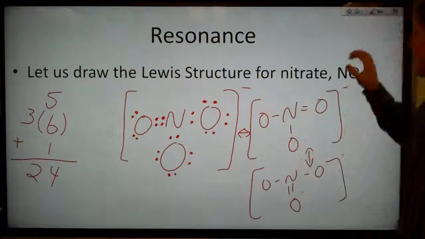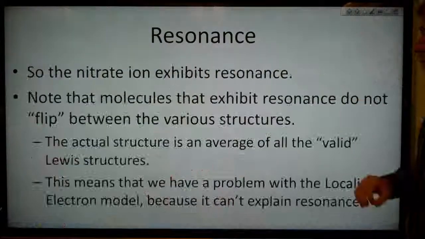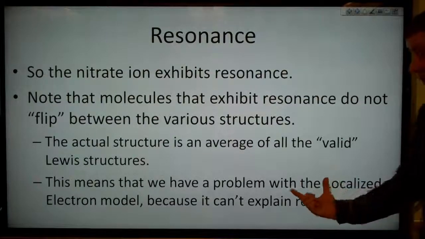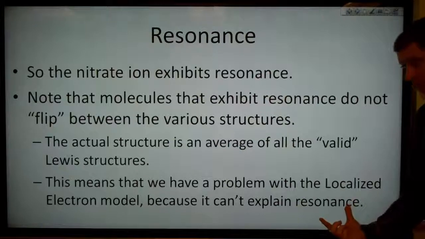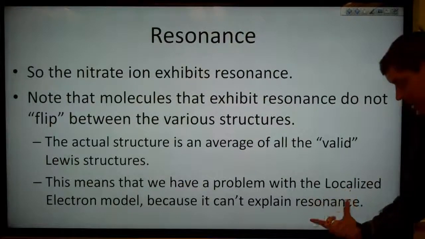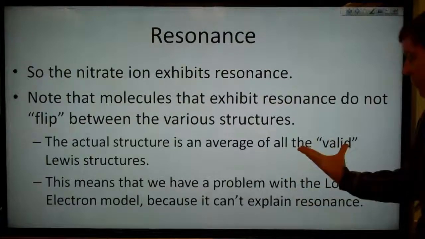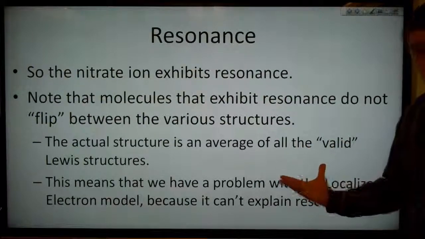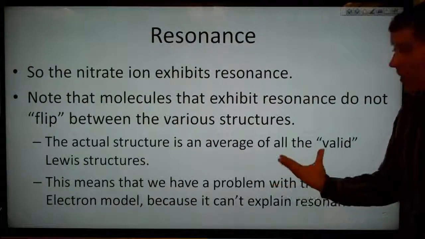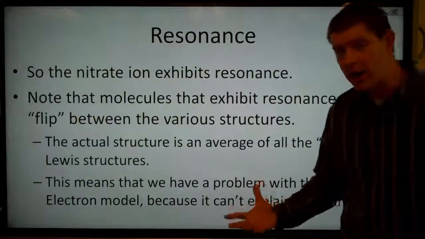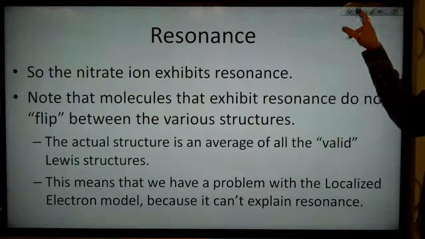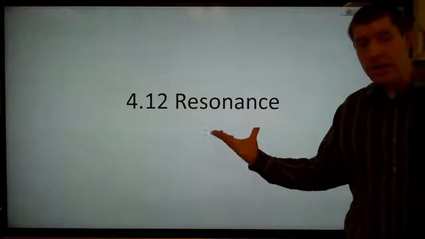But that's not what we see. We don't see two different bond lengths. This means that we have a problem with our localized electron bonding model because it can't explain why resonance occurs. It can't explain this averaging of the valid Lewis structures. And so we need to come up with a better model than the localized electron bonding model. So that is resonance.